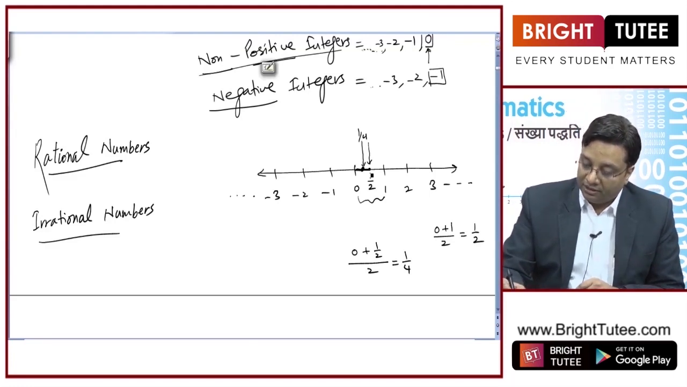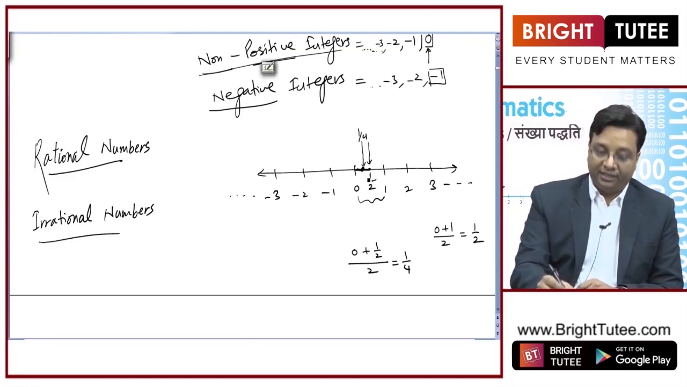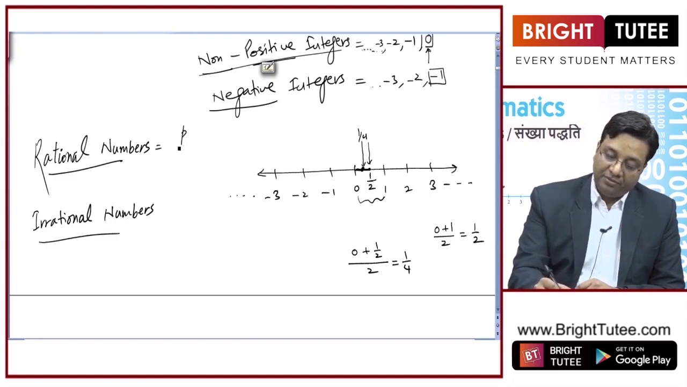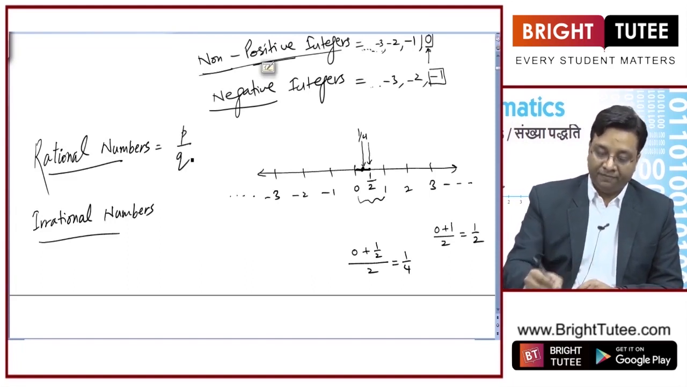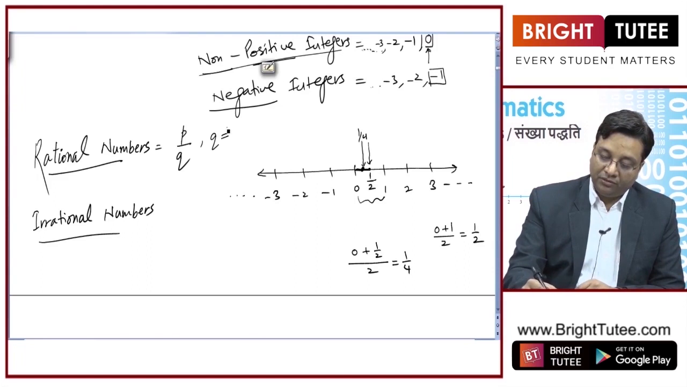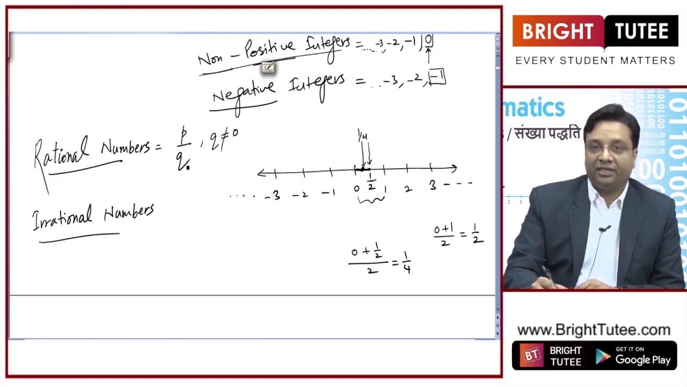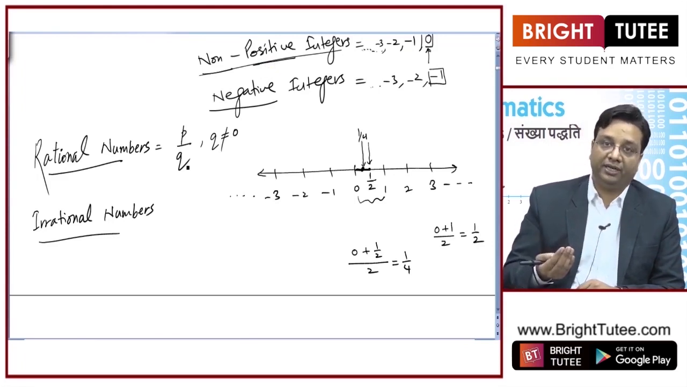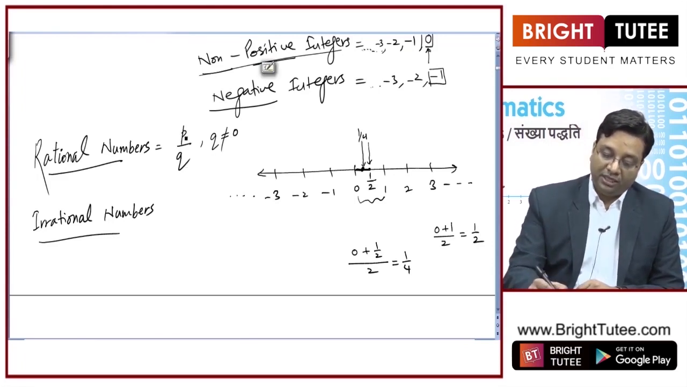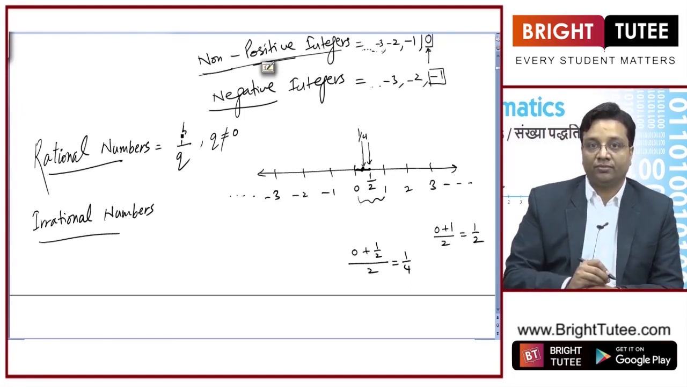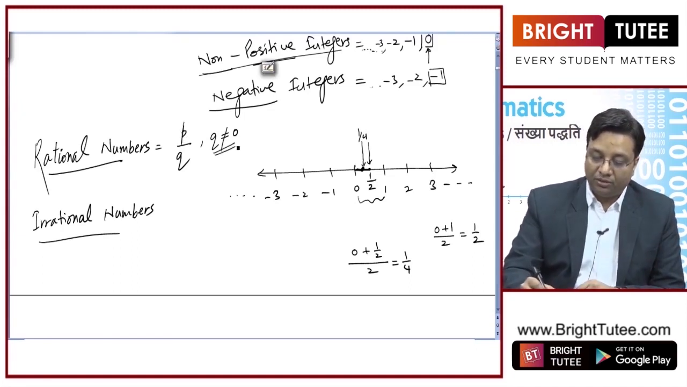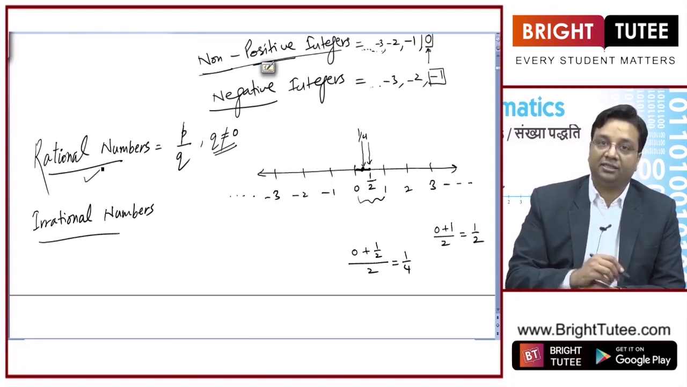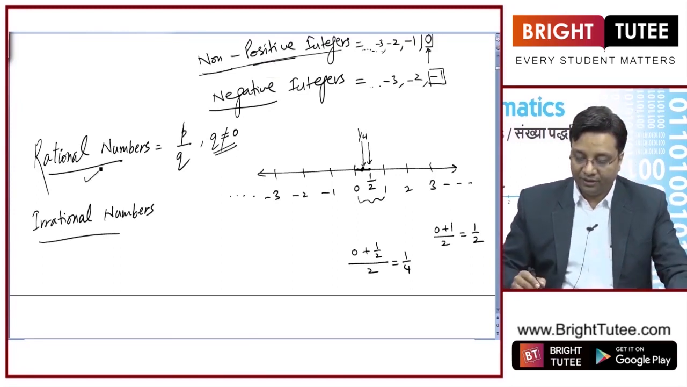The numbers of this kind which can be written in the form of p by q, where q is not equal to 0, because the denominator cannot be 0, otherwise the number will not be defined. So q cannot be 0. The numbers that can be written in the form of p by q, where q is not equal to 0, are known as rational numbers.